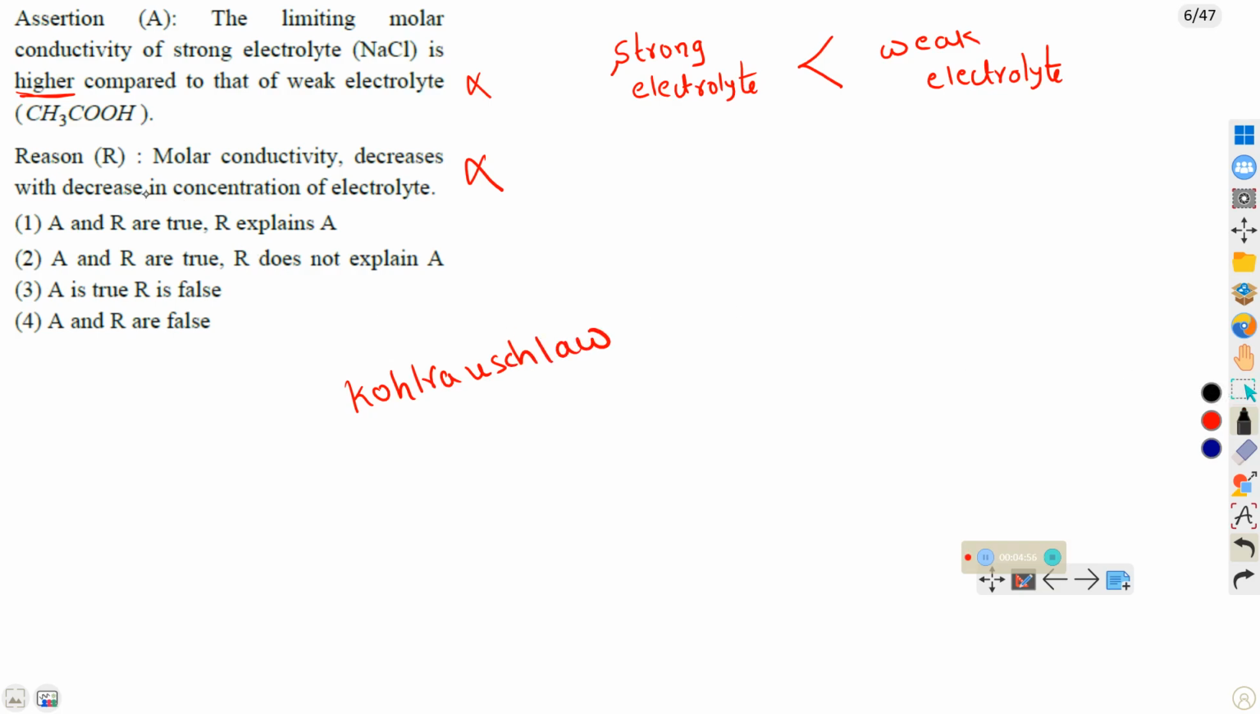Once revise Kohlrausch law concept in electrochemistry. So what is the correct? Molar conductivity decreases with increase in concentration of electrolyte. So both A and R are false.